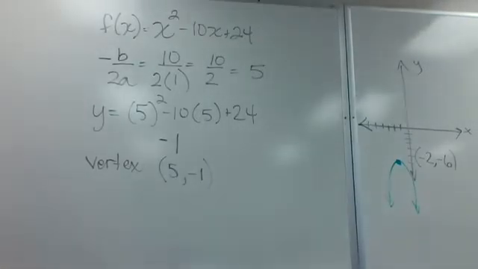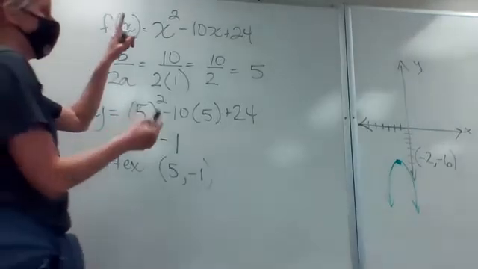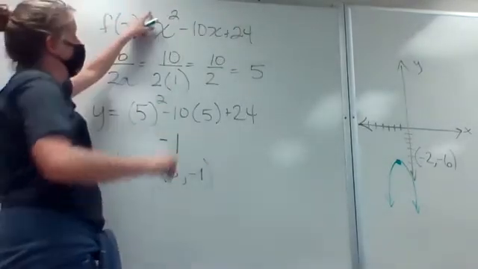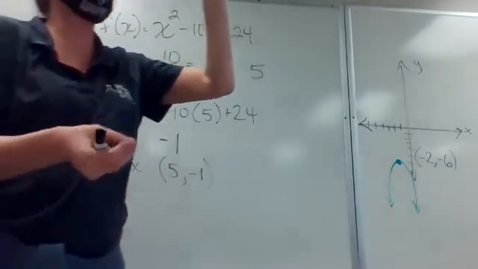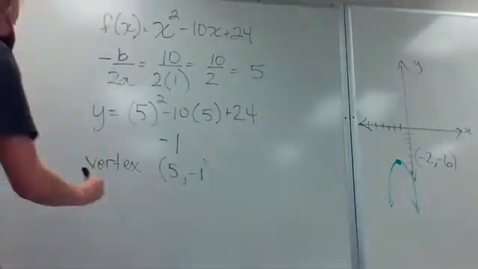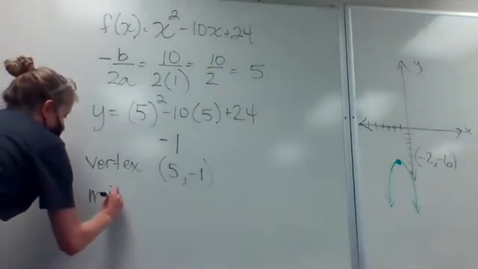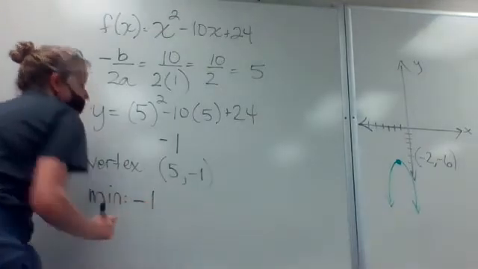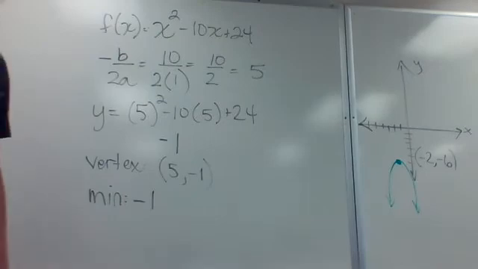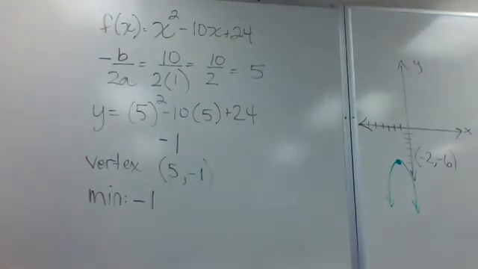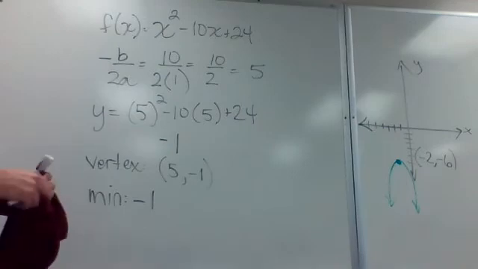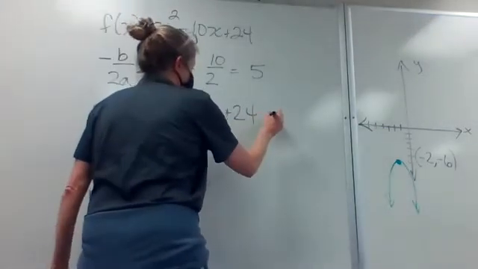So does the parabola open up and have a minimum, or does it open down and have a maximum? Right, it opens up, which means its vertex is at the bottom. So what is its minimum value? Right, the minimum value is -1. Now it's going to start asking me different questions. It wants to know the range.